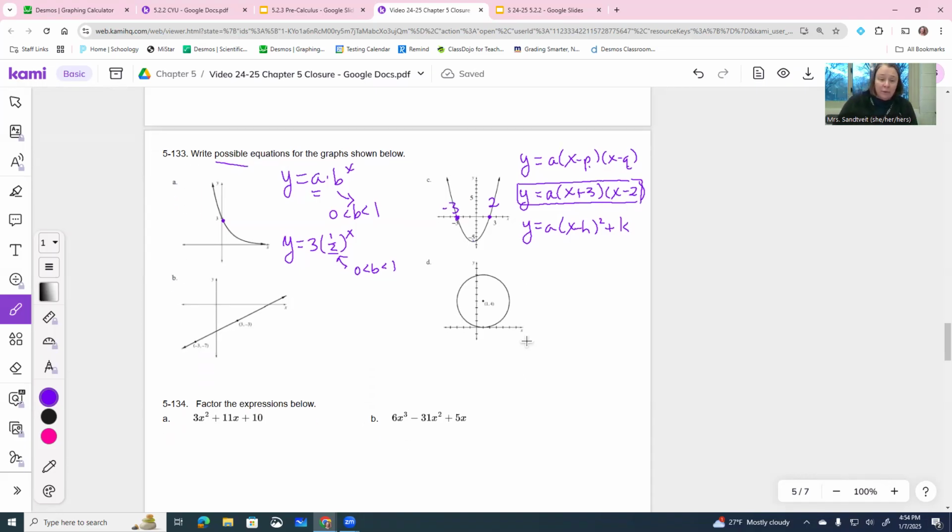Now, for B, I do have enough information because that's a line, and I know two of the points on the line. I know -3, -7 is on that line, and the point 3, -3 is on that line. So for this one, I could find the slope. From here to here, the change in y is going up 4. And the change in x is going up 6. So my slope is the change in y over the change in x. So that's 4/6, or 2/3.